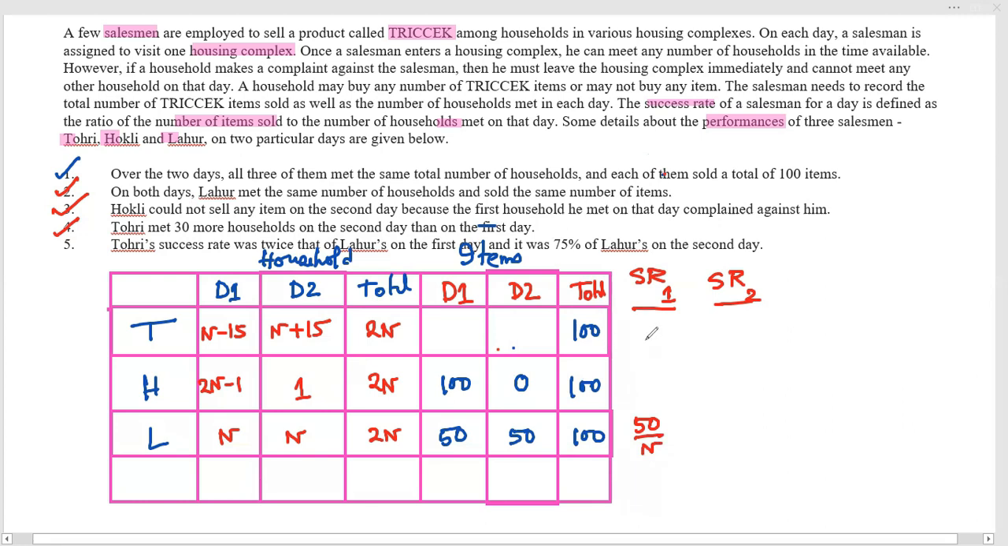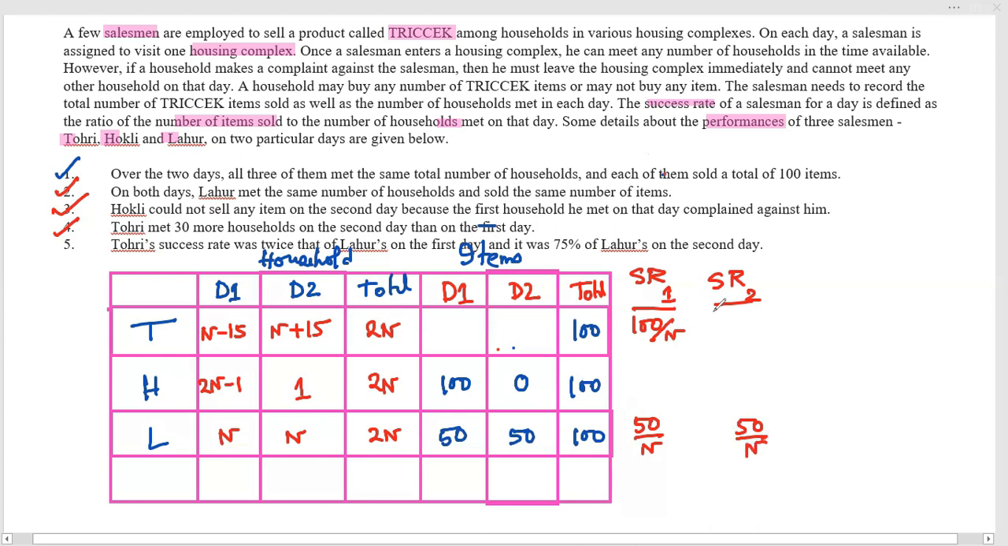And this one would be Tori's success rate was twice that of Lori. So twice means 50 by n twice, so it should be 100 by n. Twice that of Lori on the first day, and it was 75% of Lori on the second day. Lori's second day is 50 by n again.